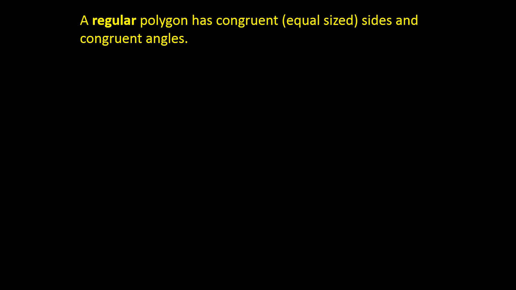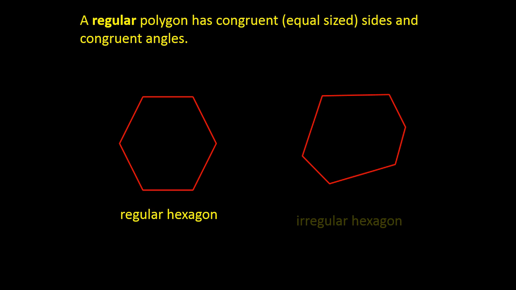A regular polygon has congruent sides and congruent angles. Congruent means that the measures are the same. So we could draw a regular hexagon. That would be a 6-sided polygon that has sides that are all the same length and angles that are all the same measure. Now compare that to this hexagon.